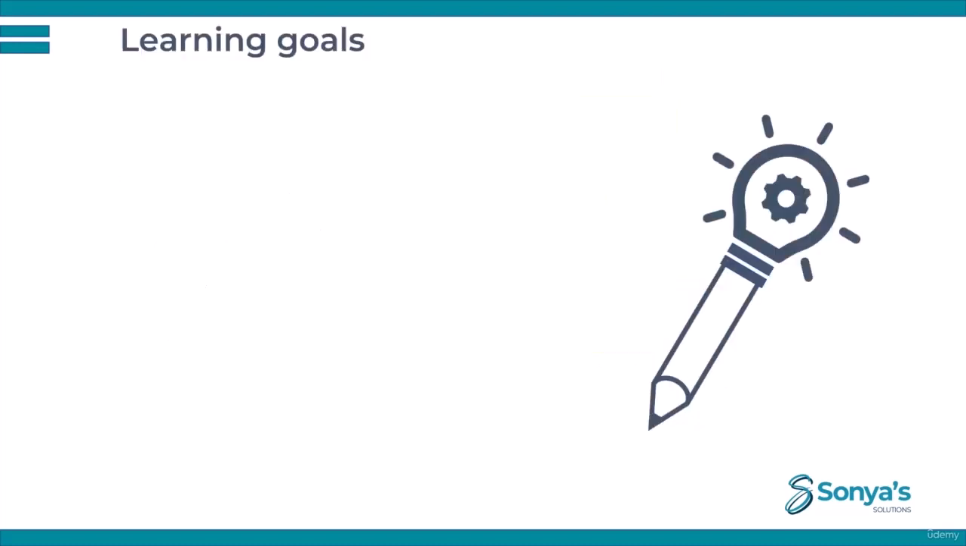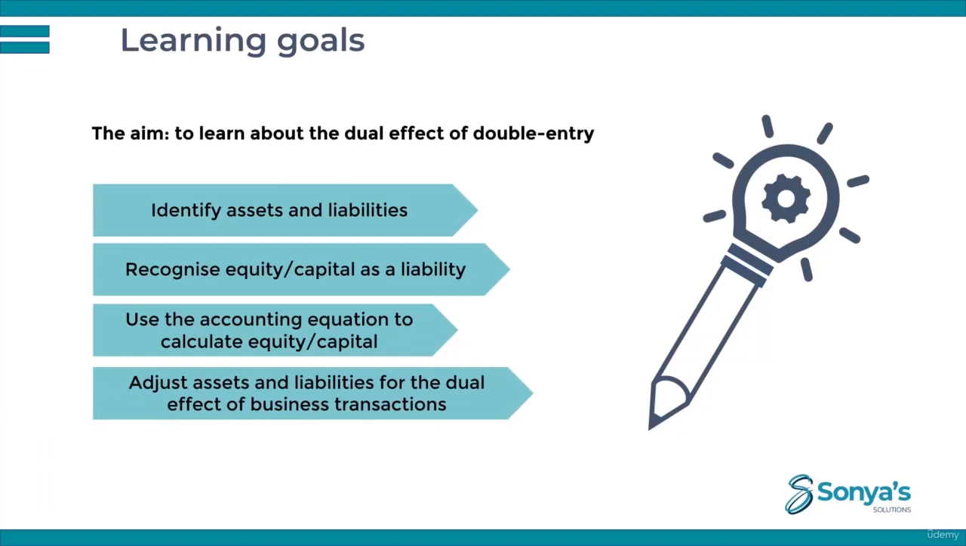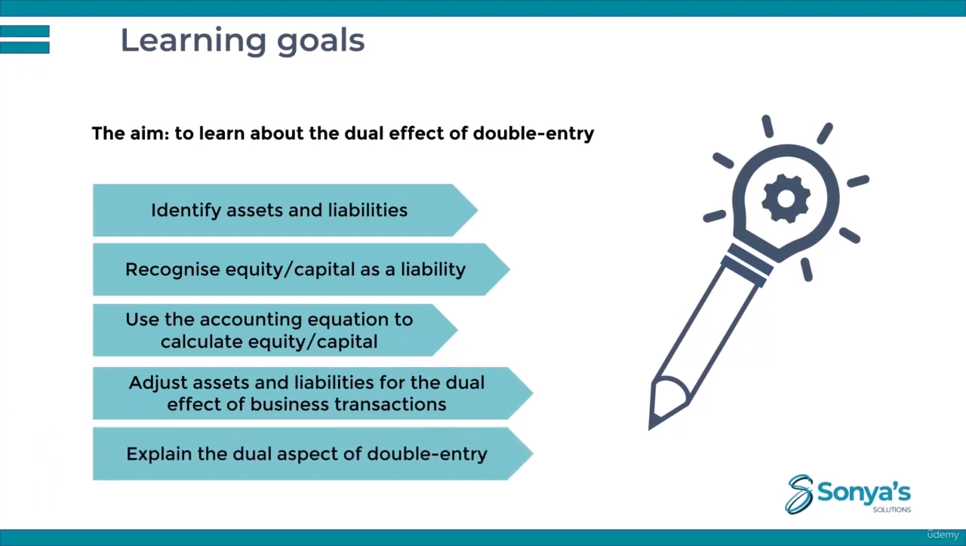Welcome back. In this lesson, the aim is to learn about the dual effect of double entry. The first 3 learning goals are repeated from the previous lesson. In this lesson, we will be adjusting assets, liabilities and equity, and using the accounting equation to explain the dual effect of double entry.